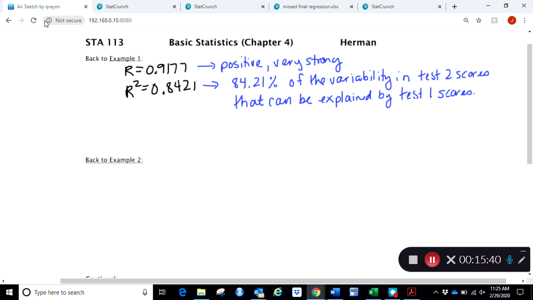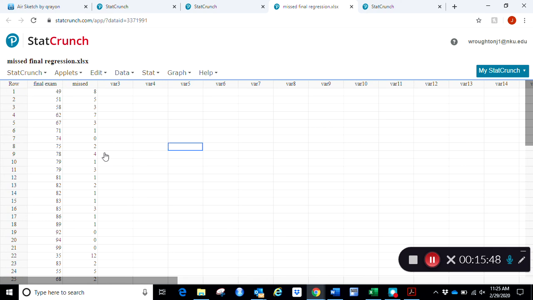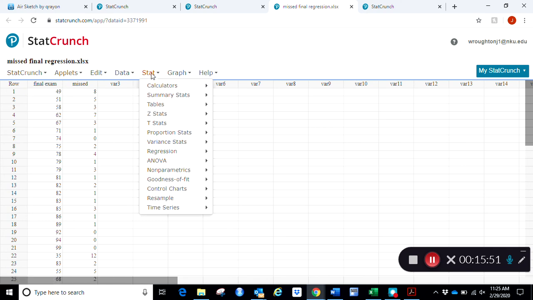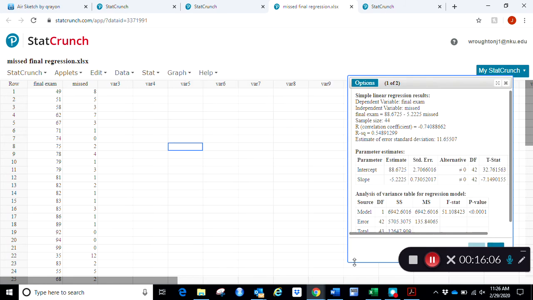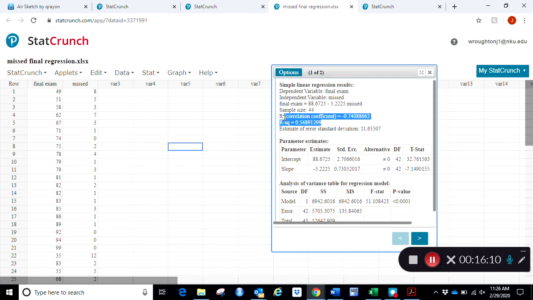Alright, let's do this for our other example where we're looking at the number of classes a student missed and their final exam score. So again, I just uploaded my data. This one I did not manually type. And I'm going to go to my Stat, Regression, Simple Linear. Here my X was my number of classes missed because we were trying to explain the final exam score. And this time here is my correlation and my R squared. So again, I'm just going to write those numbers down here first. So our correlation was negative 0.7409 and our R squared was 0.5489. And again, you'll never need to calculate those, as they will always be in your StatCrunch output.